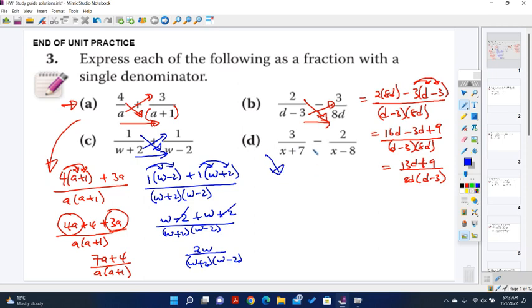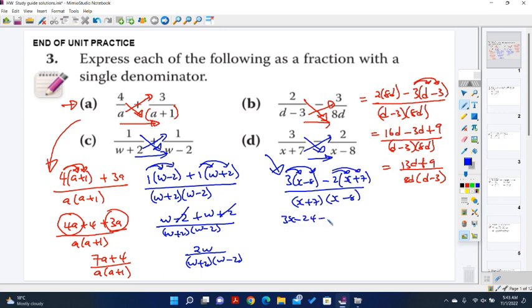And finally, again, crisscross, 3 open brackets x minus 8 minus 2 open brackets x plus 7, all divided by x plus 7 into x minus 8. So if I distribute inside in the top, I have 3x minus 24, and then 2x, and I think that's 14, so negative 2x minus 14.